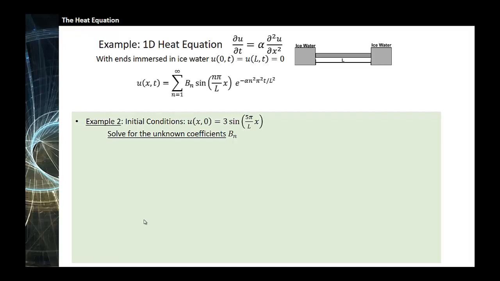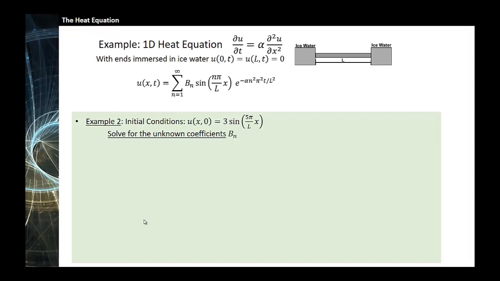Let's discuss solutions to the 1D heat equation with a set of different types of initial conditions. So for the 1D heat equation, where the bar is immersed in ice water, we have this as our solution after we use separation of variables: u of x and t is a sum over n, b sub n, sine of n pi over L x, times an exponential involving n squared, t, and L squared.